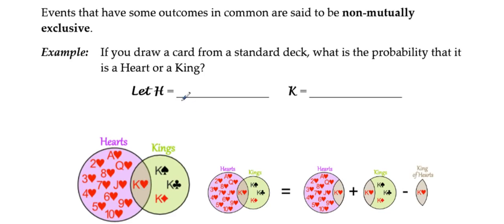So what we have to do here, start with our let statement. So H is drawing a heart. And K is drawing a king. So the probability of drawing a heart or a king. Now we talked about this a little bit in Unit 1. In Unit 1, we learned how to figure out the number of hearts or kings.